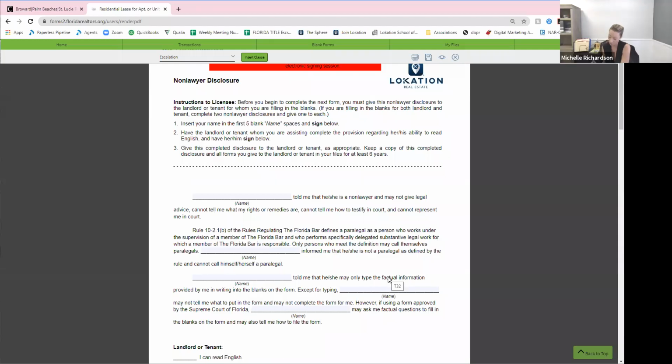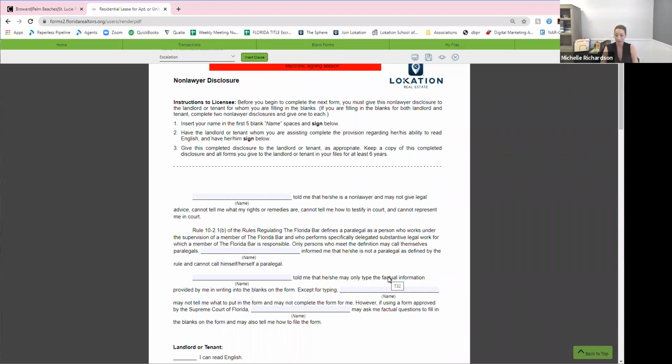Residential condo multifamily lease. The very beginning of this lease has a non-lawyer's disclosure. We're going to run through this really quickly so you can understand the full extent of what is needed to be done in regards to this particular part of the form. It says instructions to the licensee.